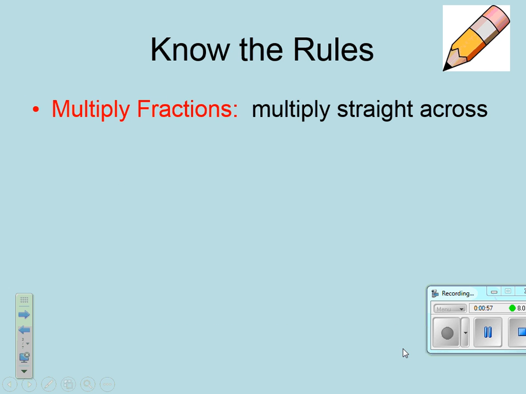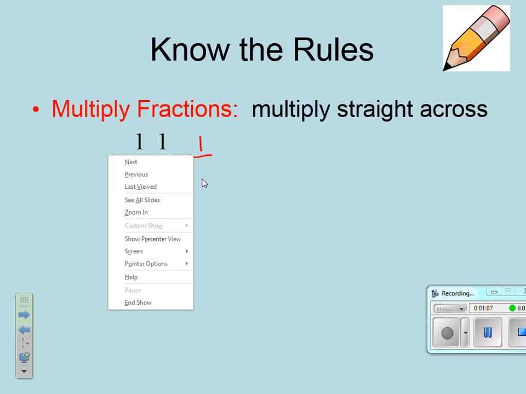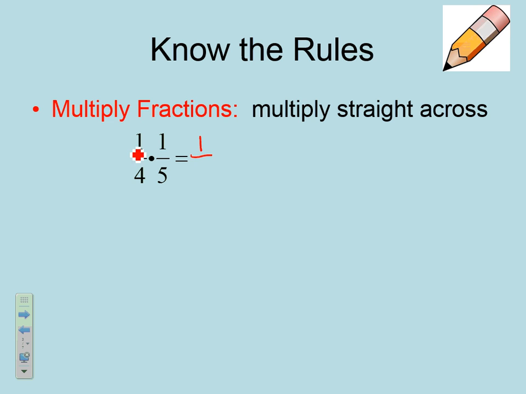So first, when you multiply fractions, you always multiply fractions straight across. So if I have 1/4 times 1/5, you take 1 times 1, which is 1, and 4 times 5, which is 20. So 1/20th would be the answer to that problem. Remember, we're not adding, so we don't need a lowest common denominator, okay? We're multiplying. We do different things.